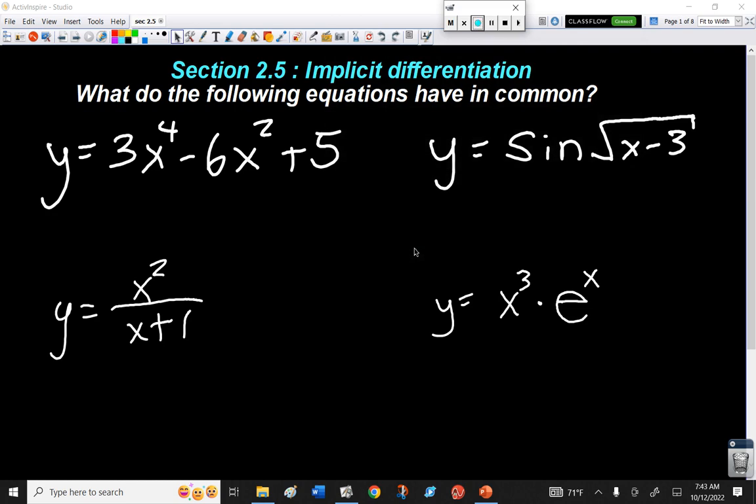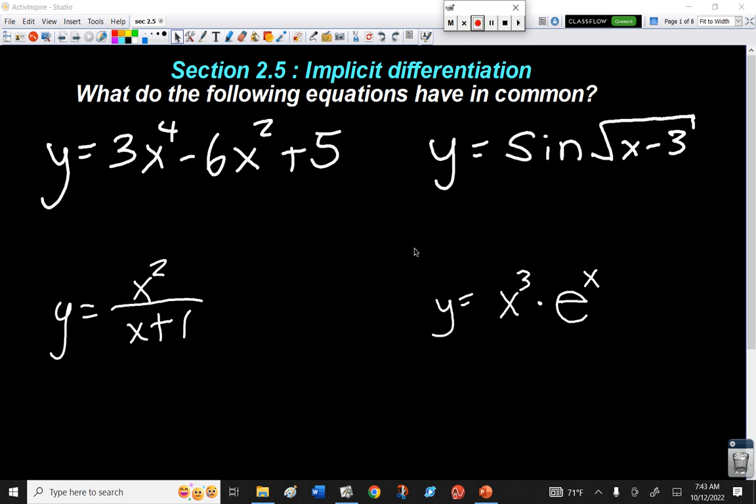Hello, ladies and gentlemen, and welcome to Section 2.5, Implicit Differentiation. Before I get started, just remember you can pause and rewind the video anytime you want to. Please do pause the video sometimes to answer the questions so you can see what you do or do not know about the questions I'm asking.